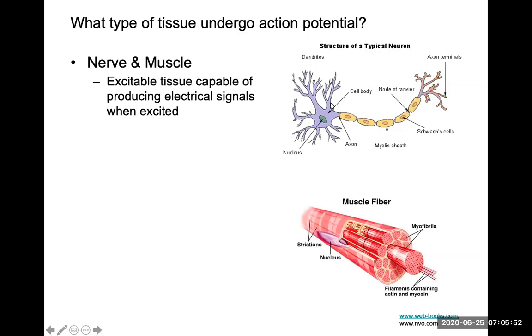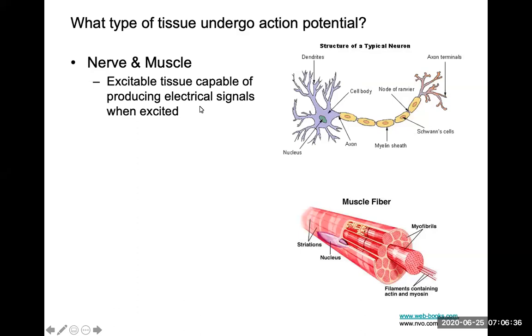If we look at the structure of a typical neuron, just to review some of the anatomy first, these are dendrites of the neuron. They will receive signals from other neurons and pass them on to the cell body. The cell body will integrate those signals, process them, and then further send them out down the axon. The axon itself is insulated in what we call myelin sheaths to help the action potential to go faster. Action potentials can only travel in one direction down the axon, and we'll talk about how that happens.